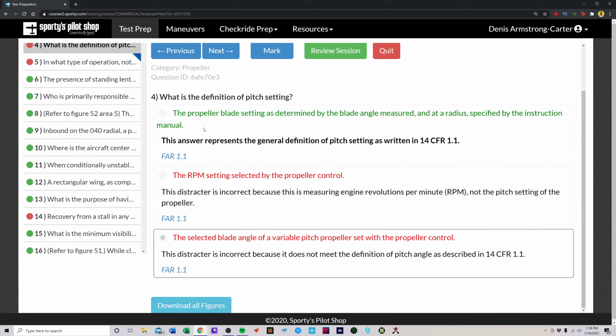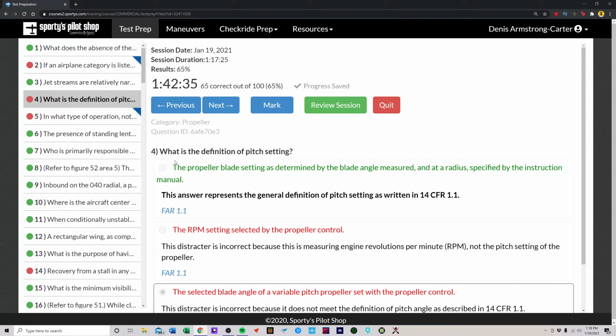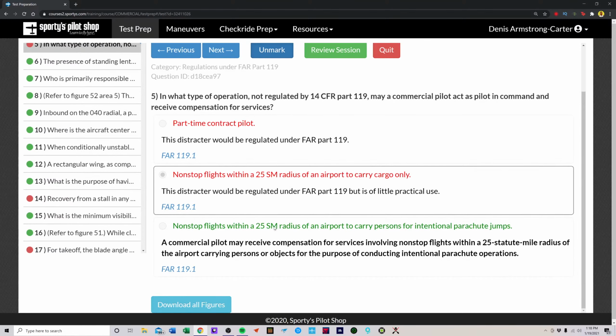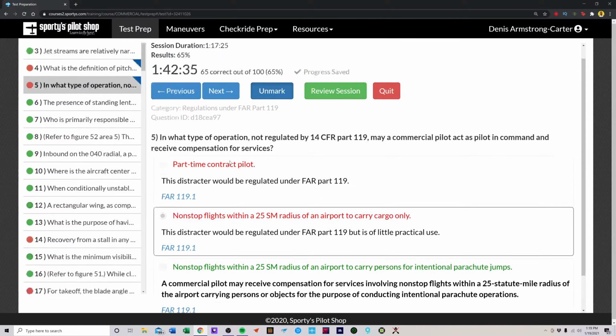Let's see here. Pitch setting. So it was actually the top one, because remember a minute ago I switched it from RPM to this one? It's actually the top one. The propeller blade setting is determined by the blade angle measured at the radius specified by the instruction manual. I did not know that. Interesting. Alright. In what type of operation is not regulated by Part 91 as commercial? Not carrying passengers to or from an airport for intentional parachute jumps. Interesting. Huh. I did not know that.